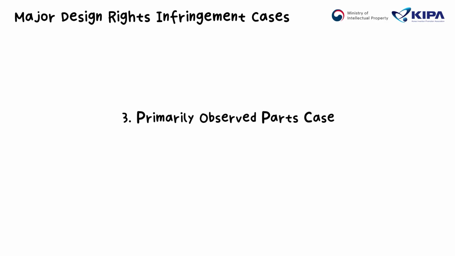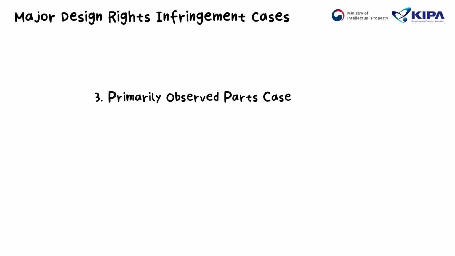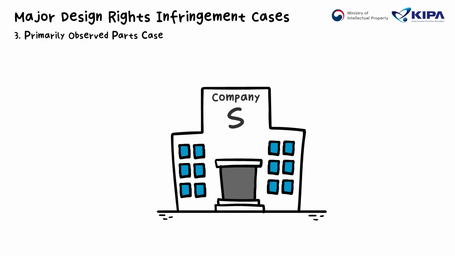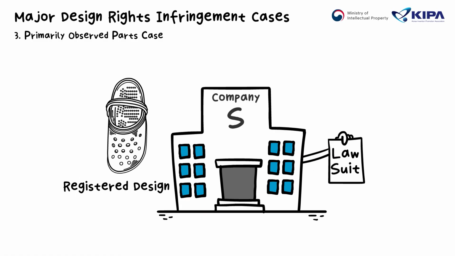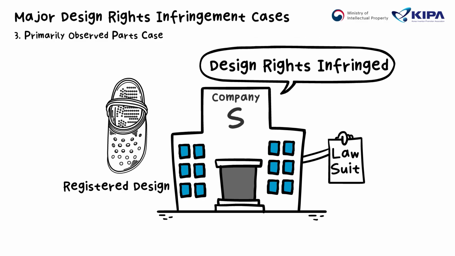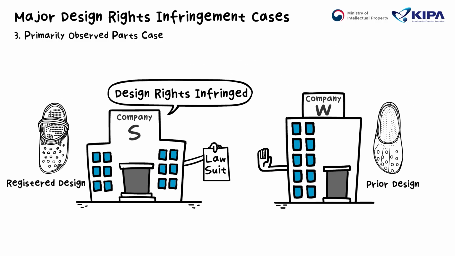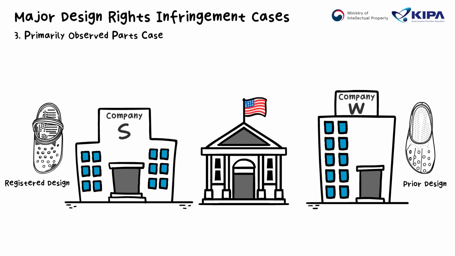3. Primarily observed parts case. Company S is the design right holder of a registered design for shoes. Company S filed a lawsuit against Company W, claiming that W had infringed on its design rights. In response, Company W argued that Company S's registered design was invalid, asserting that it was similar to a prior shoe designed by Crocs, which had been disclosed before the application was filed. The U.S. District Court accepted Company W's argument, recognizing the similarity between the two designs.